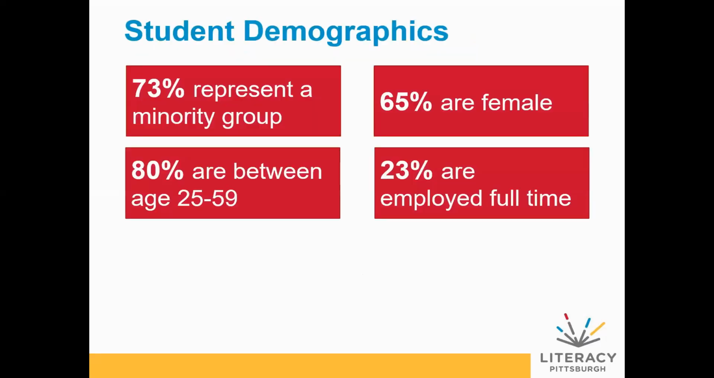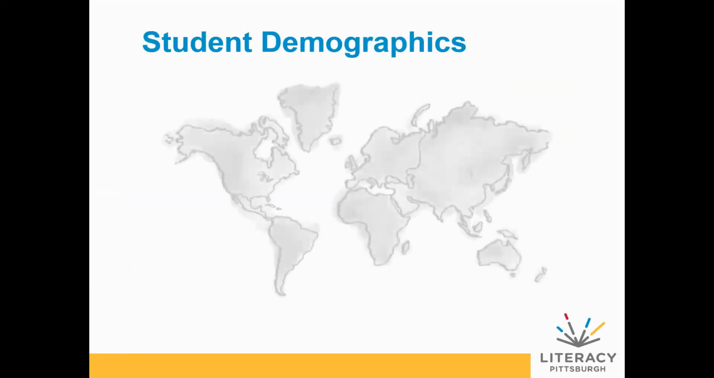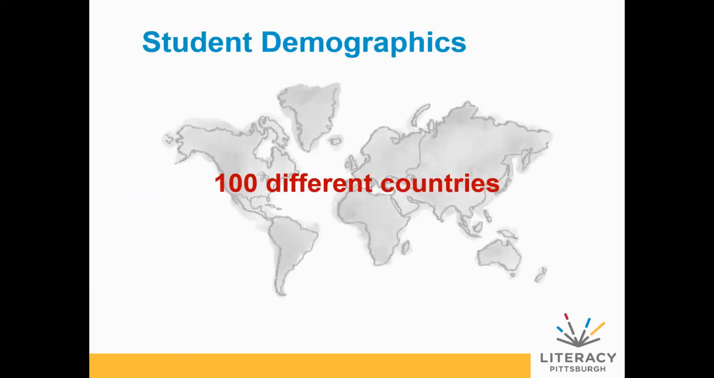Here's a few of our student demographics. 73% are from a minority group, 80% are between the ages of 25 and 59, 65% are English language learners, 65% female, 23% are employed full-time, and 49% self-report as low income. We have students from around 100 countries, including Bhutan, Afghanistan, Sudan, the Ukraine, Tunisia, South Korea, Colombia. We have very diverse classes.